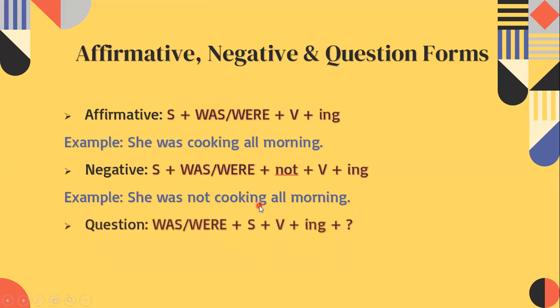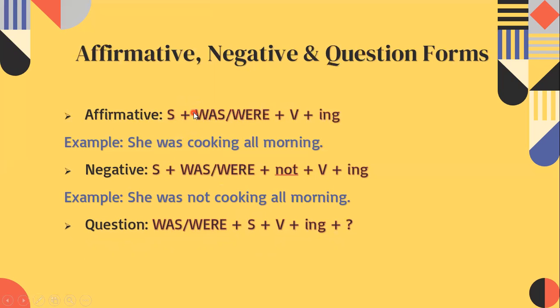Now, how do I ask a question? I start with verb to be. I start with was or were, depending on what I have. Then the subject, verb plus ing. So what do I do? I switch. In the affirmative, I have subject, verb to be in the past, then the verb and ing. In the question, I switch them.